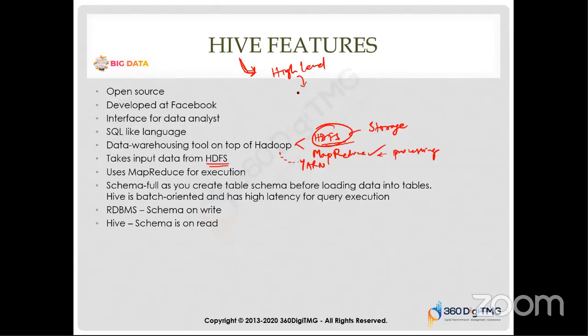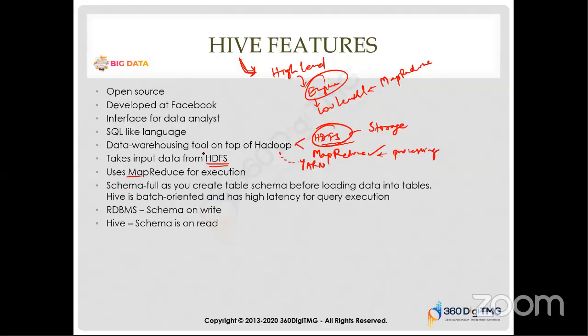This code is converted by the Hive engine to low level. You don't have to worry about writing the low level program. This engine will take care of it. So this low level language is nothing but again MapReduce. So the code automatically gets converted into MapReduce. Okay, so that's the reason why we say it uses MapReduce for execution.